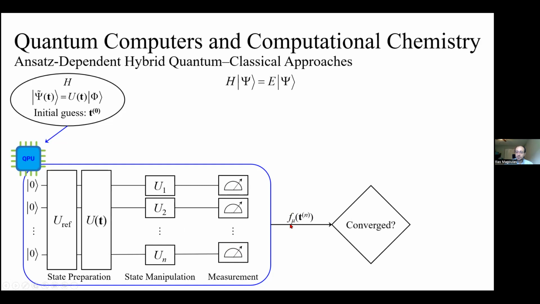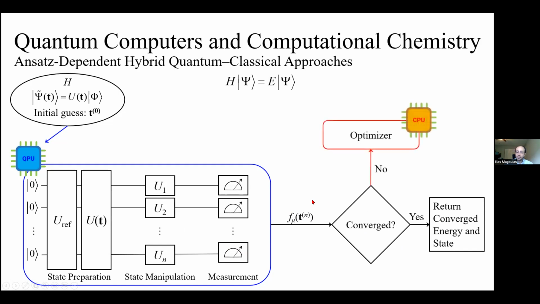The outcome of these measurements will be some function of these parameters. And the first question we ask is, are we converged? If we are converged, then we return the converged energy and state. If we are not, then this information will be passed on to a classical optimizer that will determine the values of the parameters for the next iteration and feed them back to the quantum computer. And this cycle is repeated until convergence is reached.